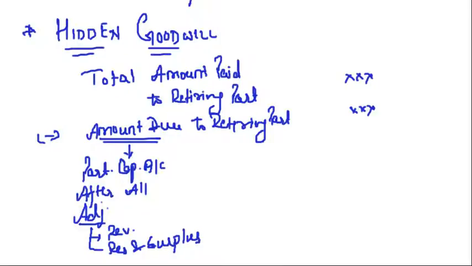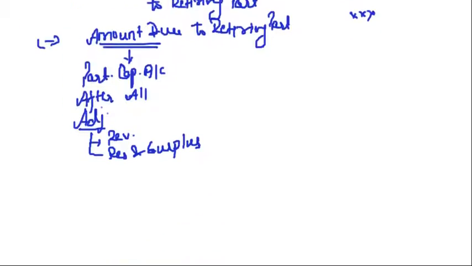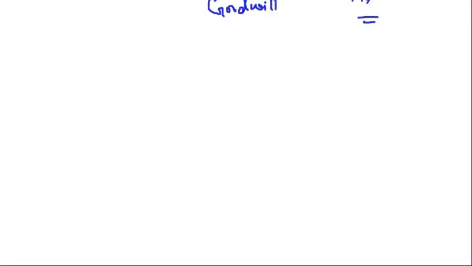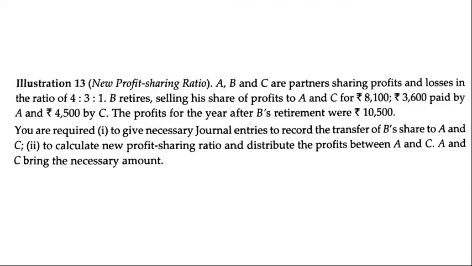Right? So what is the amount due to the retiring partner and what is actually being paid? If he is paid more than what is due to him, that is the amount of goodwill being paid to the retiring partner. Clear? Let's see a small practical problem on this.